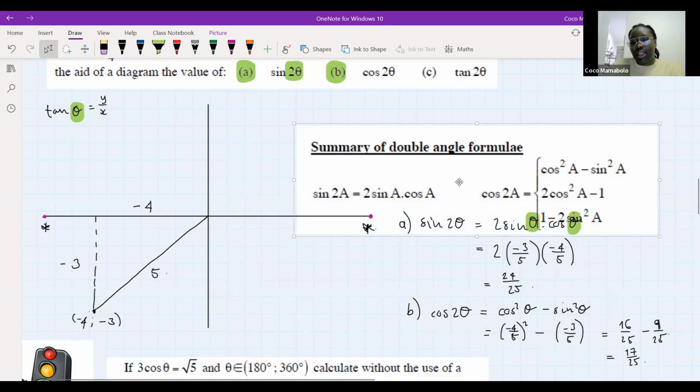Is it 7, not 17? 7. Yes, thank you, teacher Nels. I'm busy adding and subtracting today. I'm not doing so great today. Yes, Amahle.